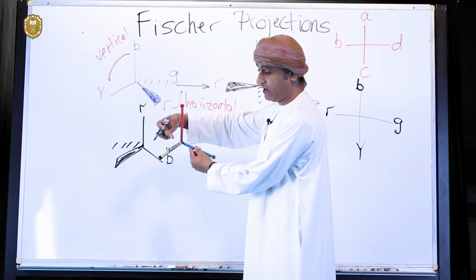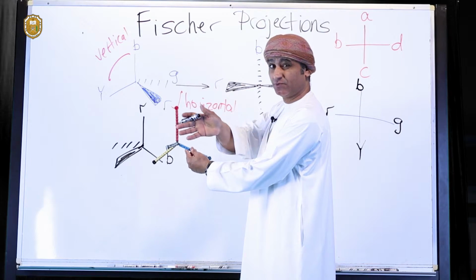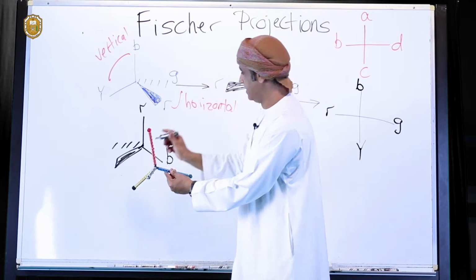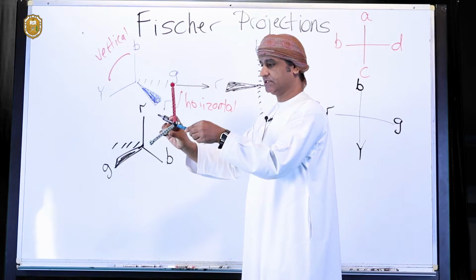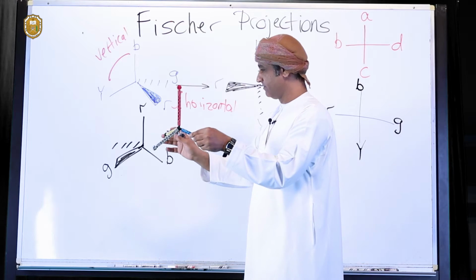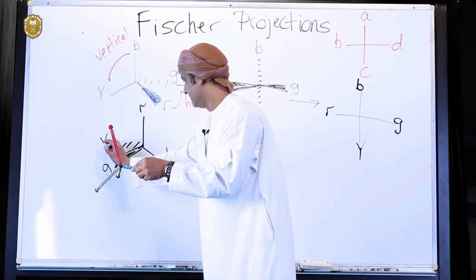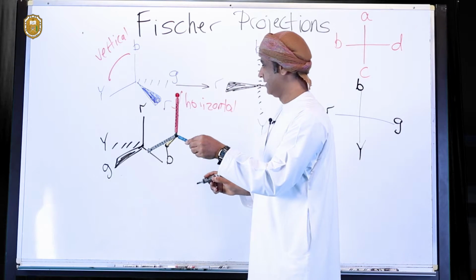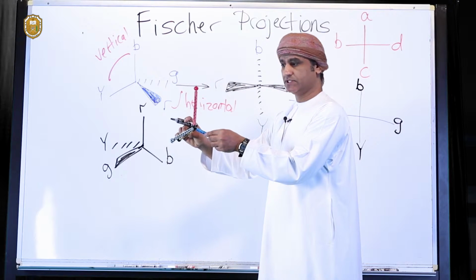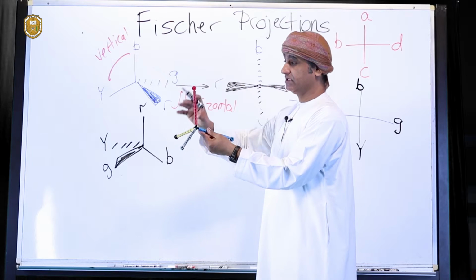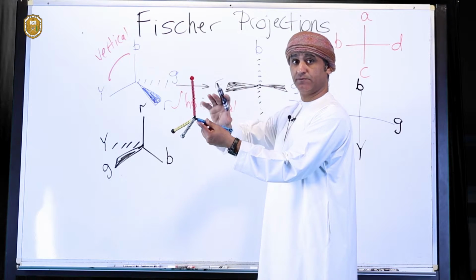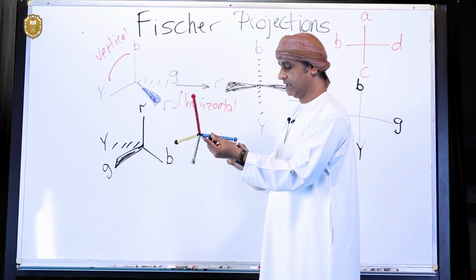These two bonds are outside the plane. This one points towards you as a viewer, so this is G. And this bond which is outside the plane but at the rear, at the back, is yellow. So the yellow bond is outside the plane at the back. The green bond is outside the plane to the front. The red and the blue ones are on the plane.